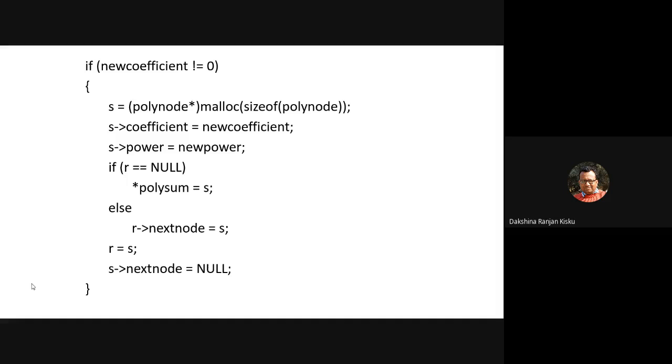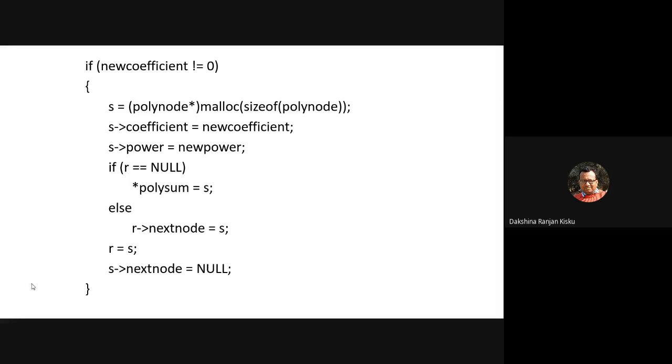Otherwise, on an existing polynomial, what we will do, we will simply assign s to our next node. That means after the last node of the polynomial, the link part of the last node is represented by our next node. Okay, so our next node will be assigned by s. So here the s pointer represents the new node, or s points to the new node. So therefore, to make the link part point to the new node, we have to set our next node to s.